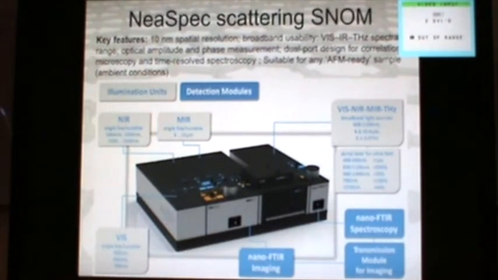Now actually we have this kind of system in Melbourne. One is placed in MCN. So we have two lasers, one is 633 nanometers, another one is the CO2 laser working at 10 micrometers. And another system is a nano-FTIR, now at RMIT. So both of them are just through the lab facility.